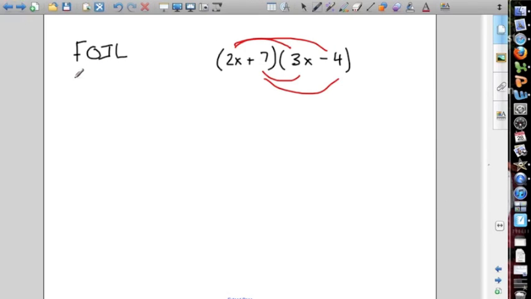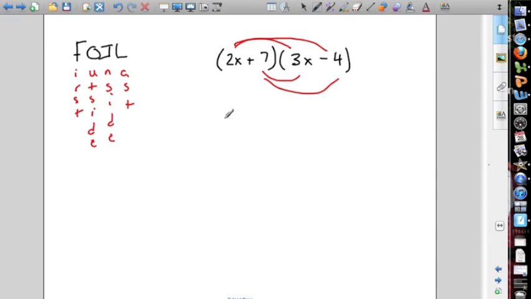The acronym to help remember that is FIRST. So you're going to do the first terms, the first thing in each parentheses. Then outside, inside, and last. And so first times first, outside times outside, inside times inside, and then finally the last ones there. The actual process is exactly the same. This is just to help you remember that order.